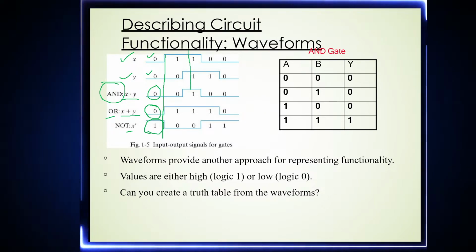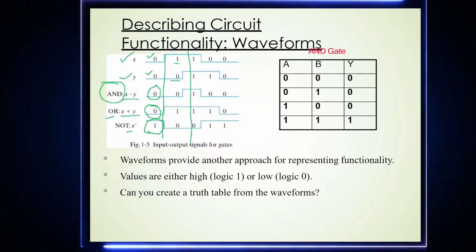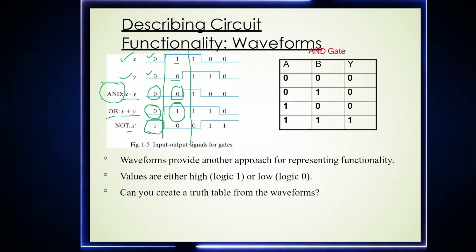Similarly, I'll take one more bit. I'll consider the second bit. In the second bit, X is 1, Y is 0. What will be the AND output? The AND output will be 0, because in case of AND, we require both the inputs to be in the high state. In case of OR, if any one of the inputs is high, then the output will also be high. Similarly, in case of NOT, we invert it. Our input is X, X is 1, so X naught will be 0.